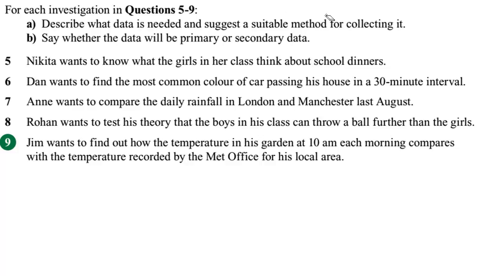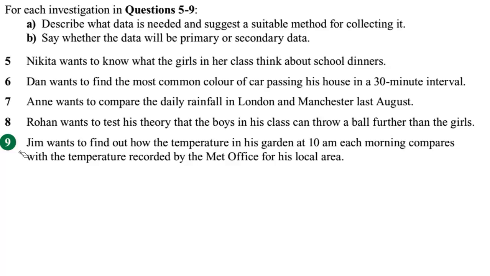And suggest a suitable method for collecting it. How is he going to do that? He's going to have to do this primarily. He's going to stand by his house using a pen and paper, and he will tally the cars as they pass, or he'll be recording the colors of cars as the cars pass. So when a car passes and it's red, you write red. When a car passes and it's pink, he's going to write pink. Okay, in a 30-minute interval. So that's what he's going to do.